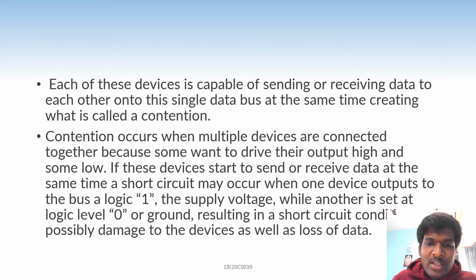Each of these devices is capable of sending or receiving data to each other onto the single data bus at the same time, creating what is called a contention. Contention occurs when multiple devices are connected together because some want to drive their output high and some low. If these devices start to send or receive data at the same time, a short circuit may occur when one device outputs to the bus a logic 1, the supply voltage, while another is set at logic level 0 or ground, resulting in a short circuit condition which will cause damage to the devices as well as cause a loss of data.